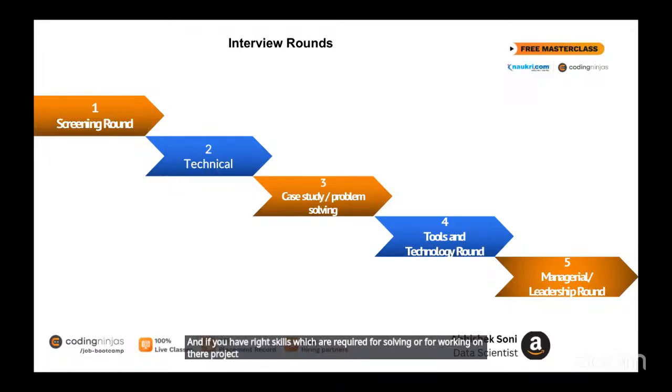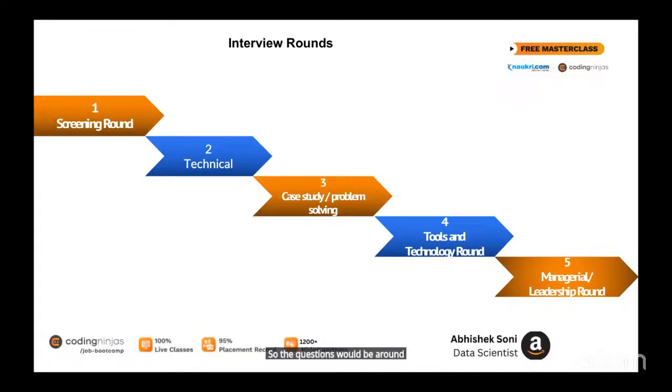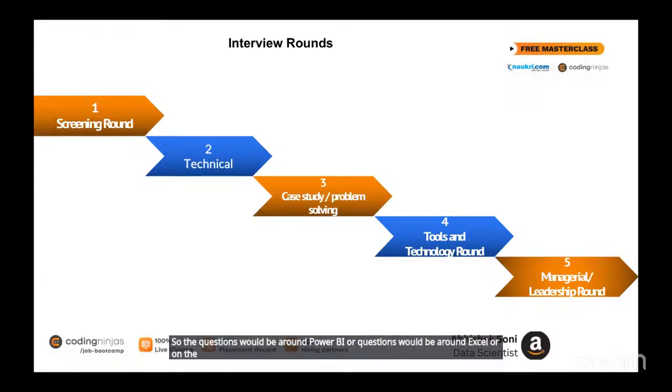Once the screening round is done, it comes to the technical round. In the technical round, let's say you are going for a BI engineer role. The questions would be around Power BI, or around Excel, or on the statistical part as well. So in the technical round, the questions would be on statistics, SQL, BI tools, anything related to technical knowledge.